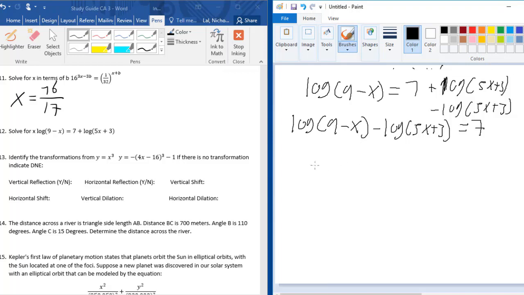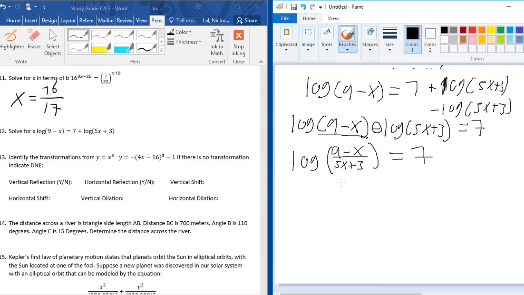When I condense the logarithm, I see I'm subtracting, so that's going to be the quotient rule. The first term is the numerator, the second term is the denominator, so now I have the log of 9 minus x over 5x plus 3 is equal to 7.